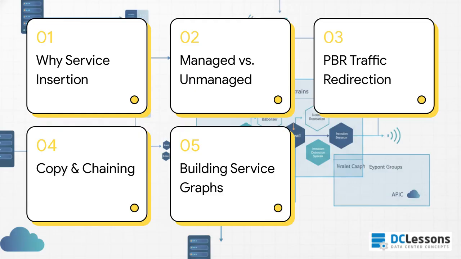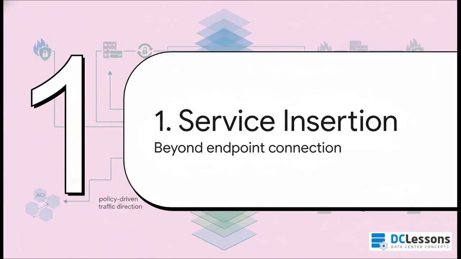All right, so here's our game plan. We'll start with why this is even a big deal. Then we'll get into the core modes ACI uses, managed versus unmanaged. After that, we'll look at some of the really cool tools like policy-based redirect and chaining, and then we'll put it all together.